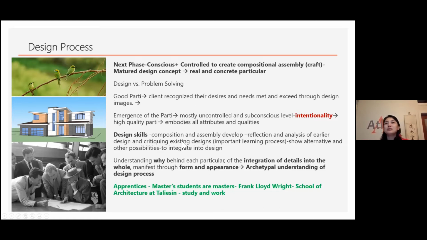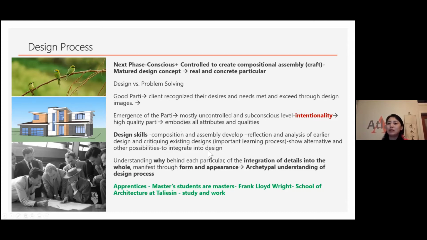So the emergence of Pati is mostly at the uncontrolled subconscious level. But what is important, as Marissa and other people mentioned, is that with more training, you can be more intentional and have more control of that process. You have more conscious involvement, and it happens with higher quality and more frequently. This is called design skill. Design skill is a compositional assembly developed to reflect.